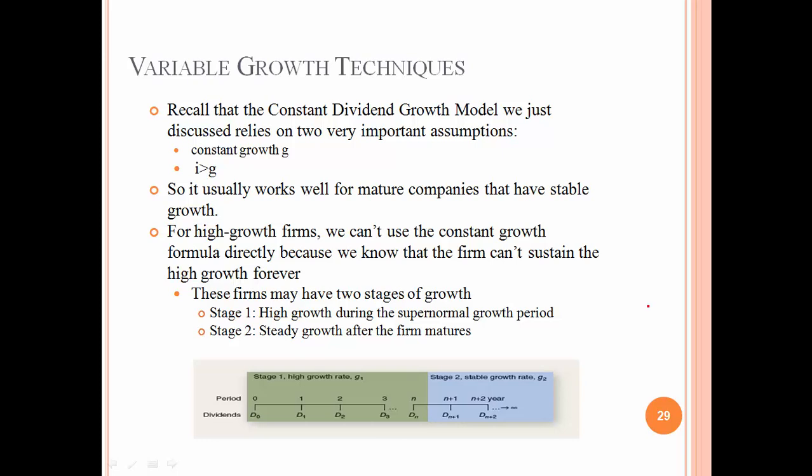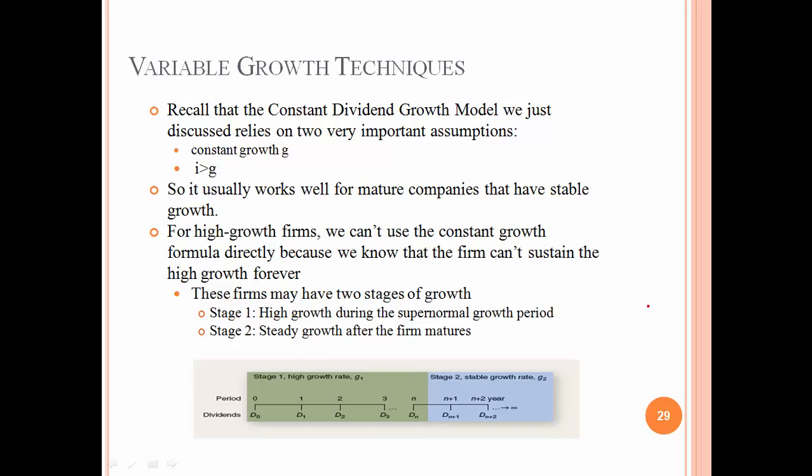It usually works pretty well for mature companies that have stable growth. But for some other companies, for example, some high growth companies, we cannot use the constant growth model directly because we know that the company cannot sustain the high growth rate forever. So we say these firms may have two stages of growth, and stage one is the high growth rate during the so-called supernormal growth period, and then after that it starts to have a steady growth after the firm matures.